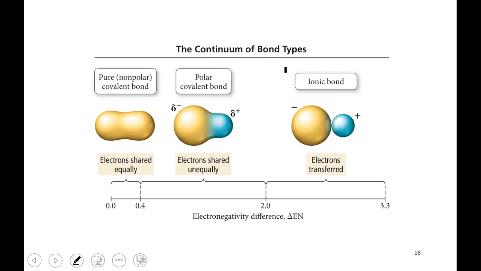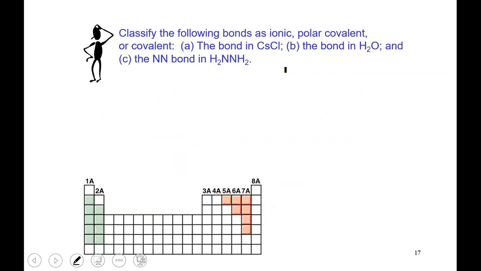So let's go ahead and do one exercise, and then we're going to take a break. All right. I'm going to give you here 3 different compounds. A, cesium chloride. B, the bond in water, which would be the H-O bond. And C, the nitrogen-nitrogen bond in this compound, H2NNH2, which tells you, the way it's written, how the molecule is built, how the atoms are connected. All right. Again, remember the trends, right? And if you look up your periodic table, you should find the numbers in there.